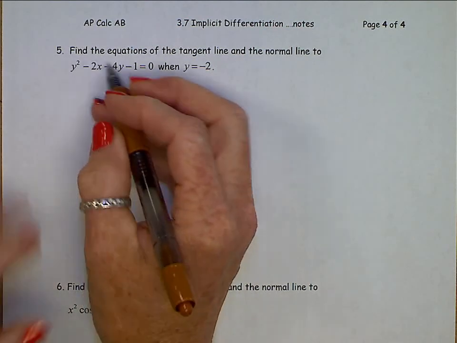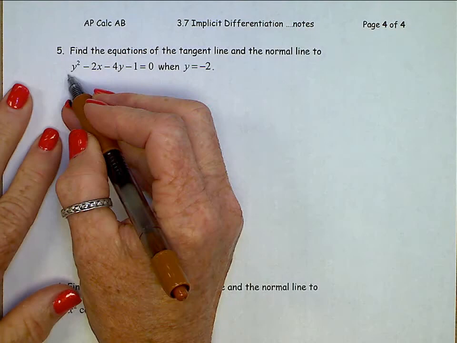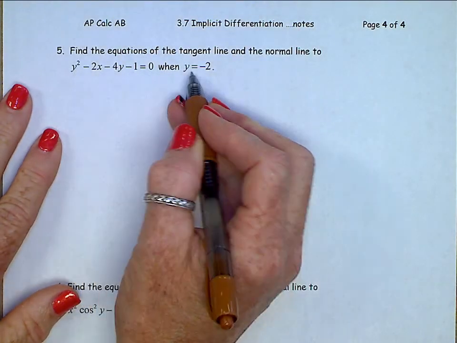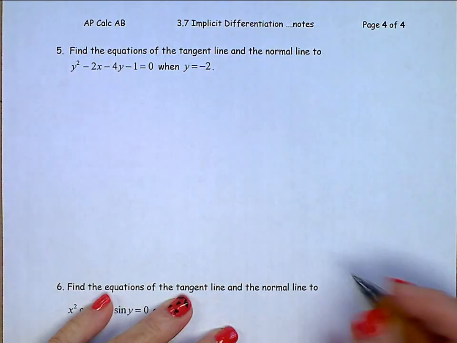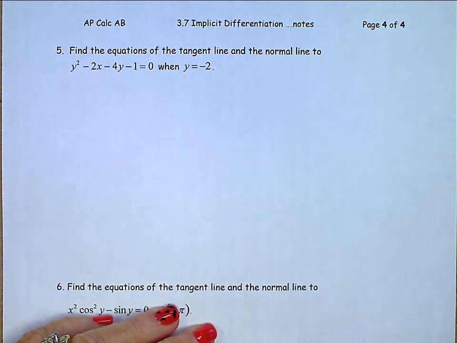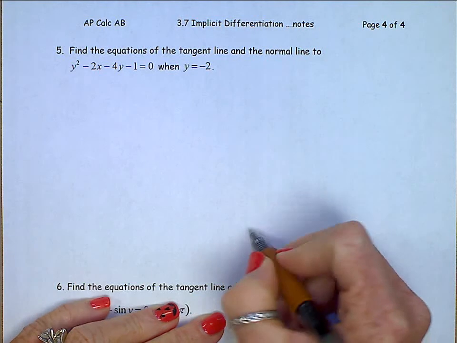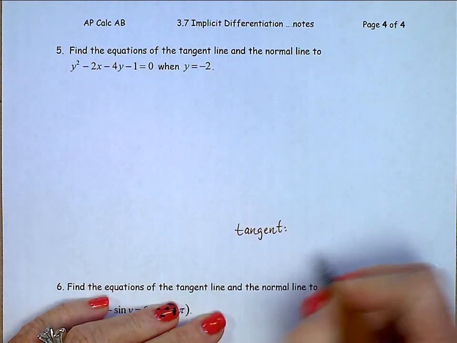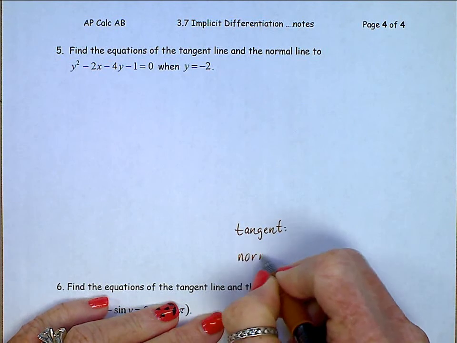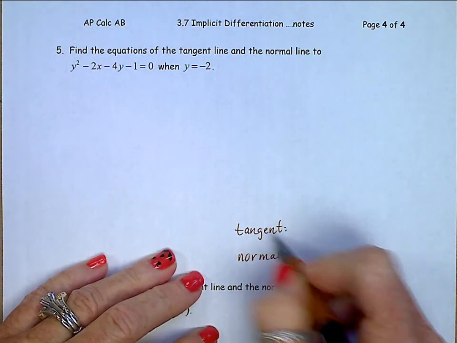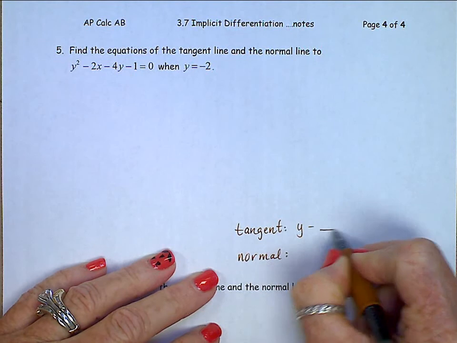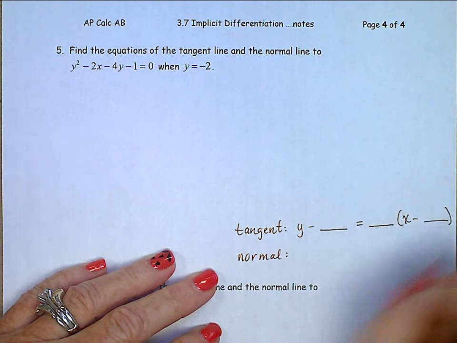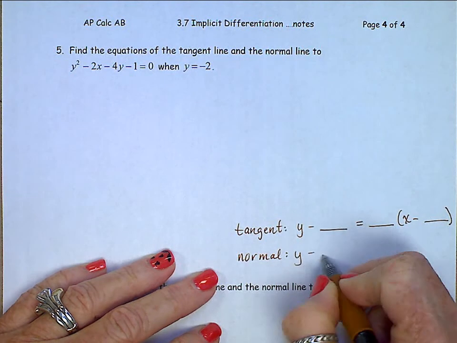Find the equation of the tangent line and the normal line. 2y squared minus 2x minus 4y minus 1 equals 0 when y is negative 2. Let's come down here to the bottom and jot down what we have to find. The tangent line and the normal line. Tangent: y minus something equals slope times x minus something. Same thing for the normal.